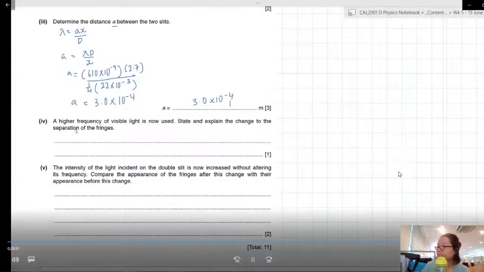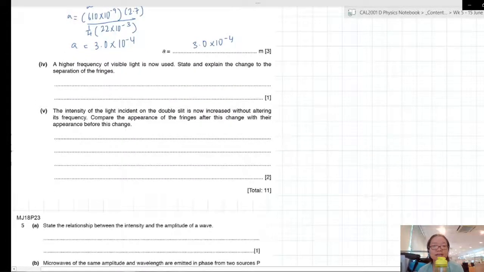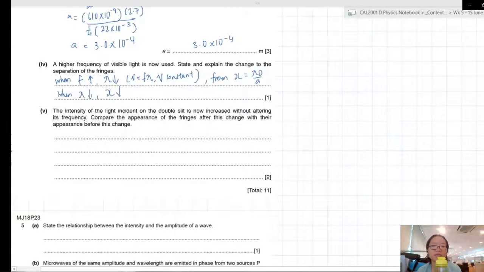Okay, so next. A higher frequency of visible light is now used. State and explain the change in the separation of fringes. So you know when frequency increases, lambda will decrease because v equals f lambda and v is constant. It's light, all light travels at the same speed. So from x equals lambda D over a, when lambda decreases, x will decrease. During the exam, you don't draw arrows like me, you write full sentences.